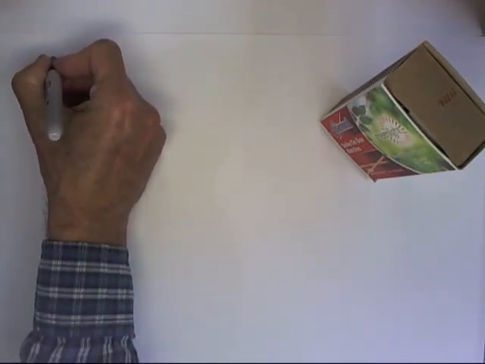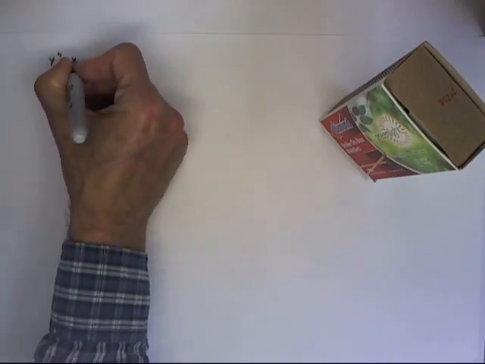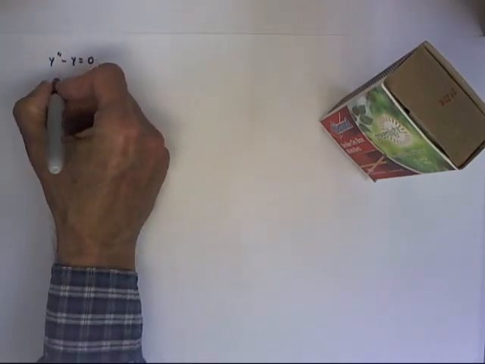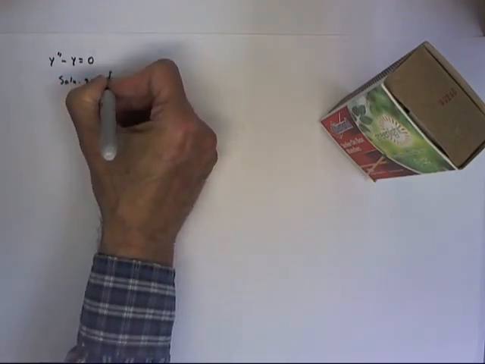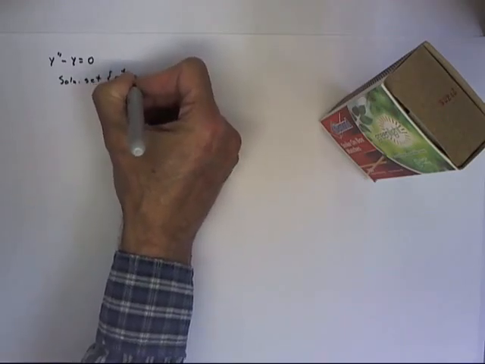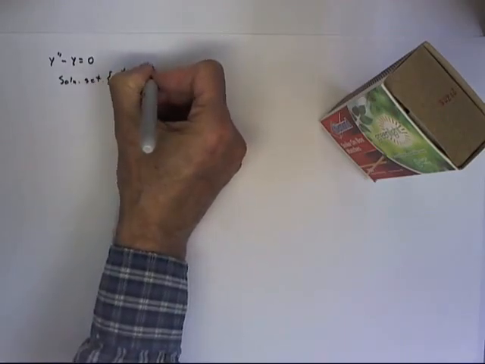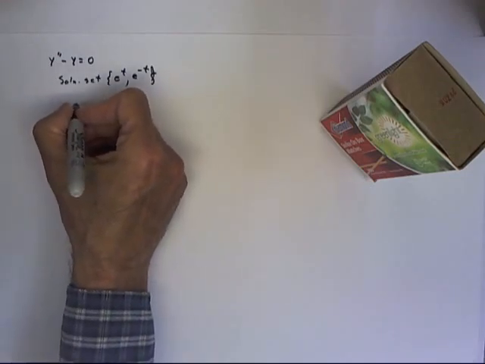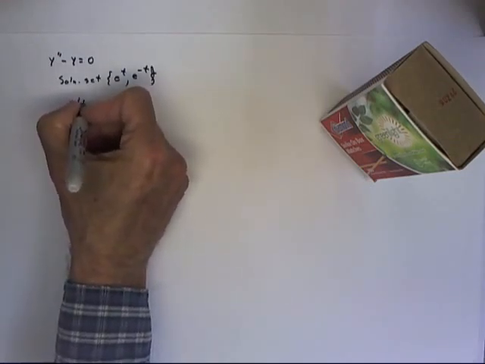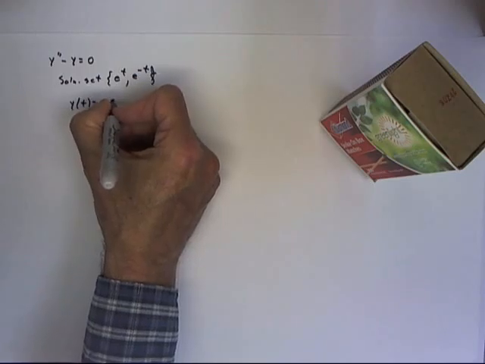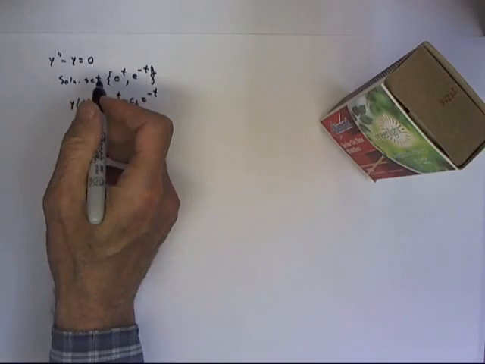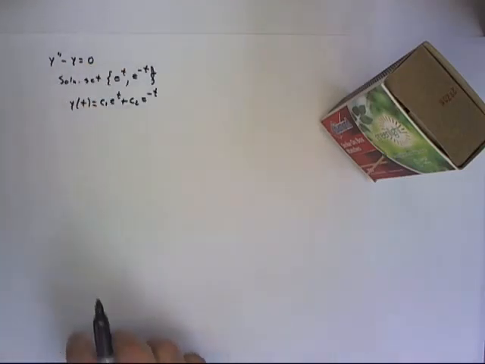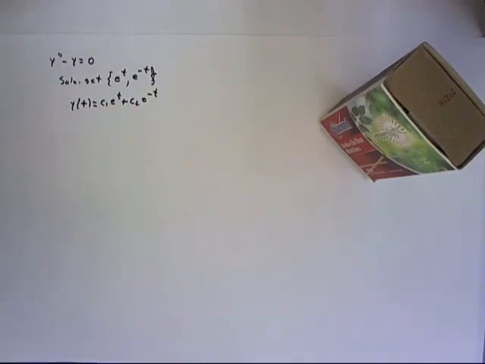Okay, the equation y double prime minus y equals 0 has solution set e to the t, e to the negative t. Make that a set, so that your general solution would be y of t equals c1 e to the t plus c2 e to the negative t. And this is also called a fundamental set. We can check that it's a fundamental set using the methods that we've developed so far.